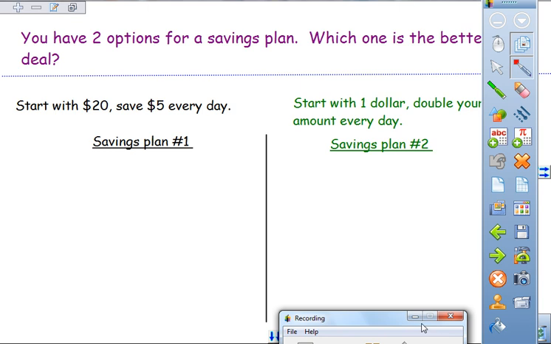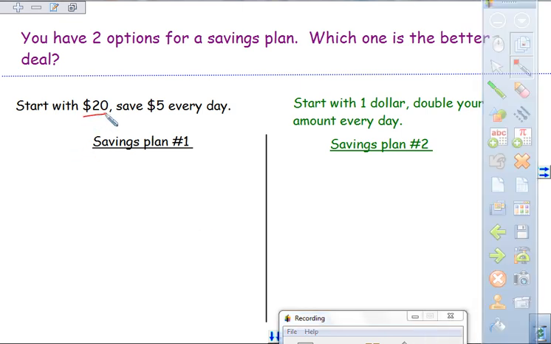Here's another real-world problem. You have 2 options for a savings plan. Which one is the better deal? Savings plan number 1, you start out with $20 and you save $5 every day. Plan number 2, you start out with $1 and you double your amount every day. So in both cases, X is going to stand for the number of days.